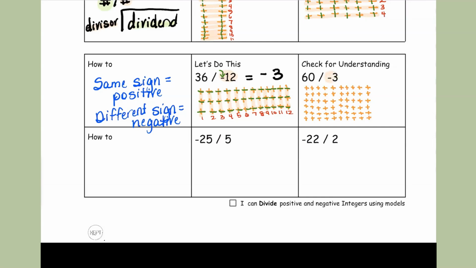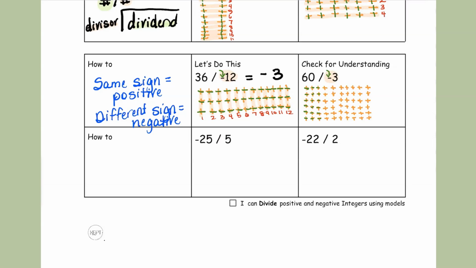Now we're looking at that -3. So because that negative is standing in front of the 3, that means change all of my markers to the opposite. Because I had positive markers, I want to change them to negatives. Now, if I had negative markers, I would change them all to positives, just like I did in the previous problem.